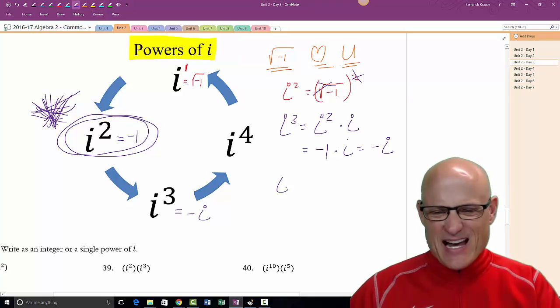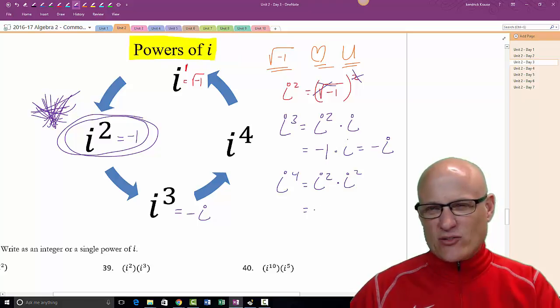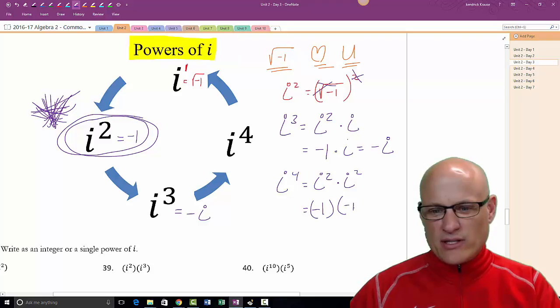And then isn't i to the 4th really just i squared times i squared? And we decided that i squared was negative 1. So this is really negative 1 times negative 1. And isn't that just 1? Yep.